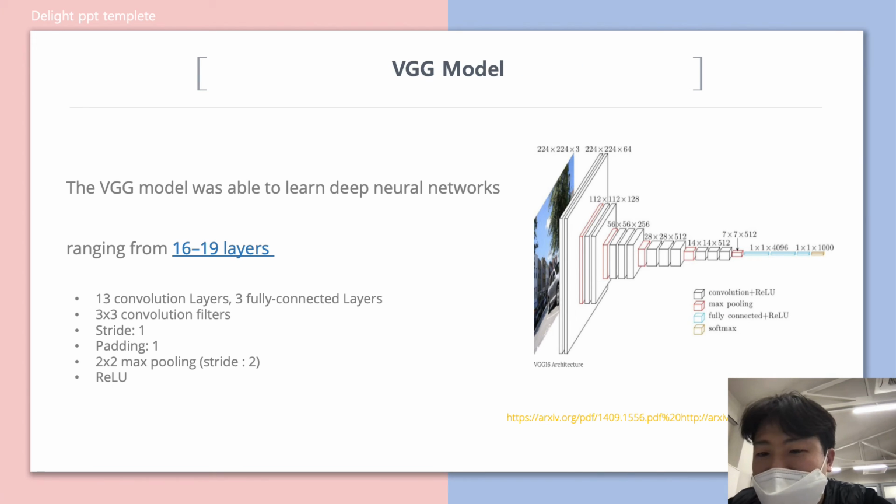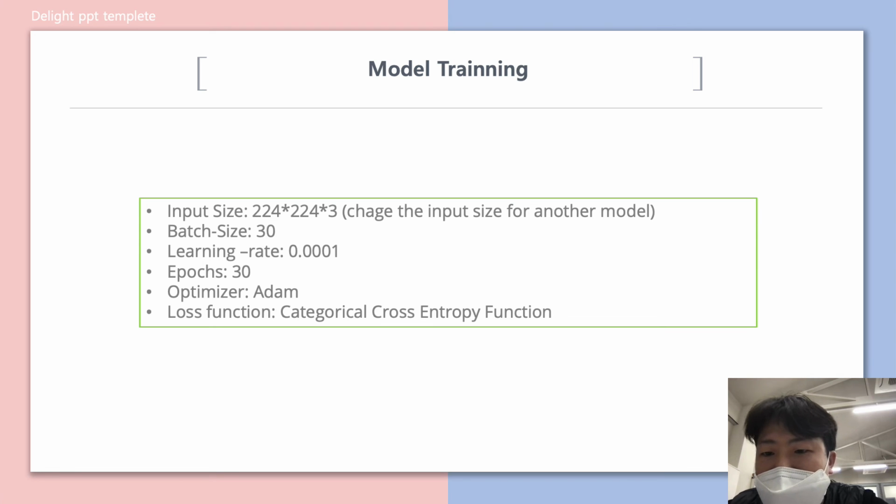VGGNet is a model developed by the VGG, a research team at Oxford University. It is divided into VGG 19 and VGG 16 according to the number of layers. The structure looks like the following image. The model training process is as shown in the slide.